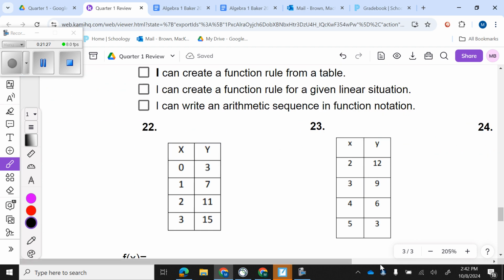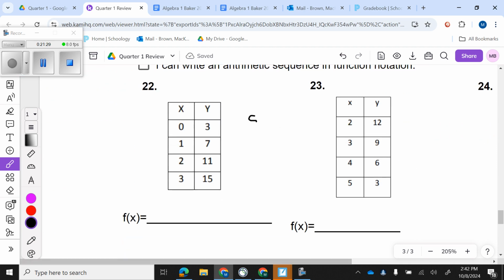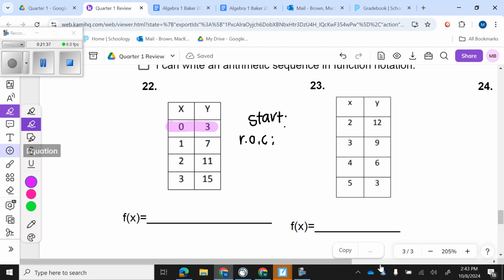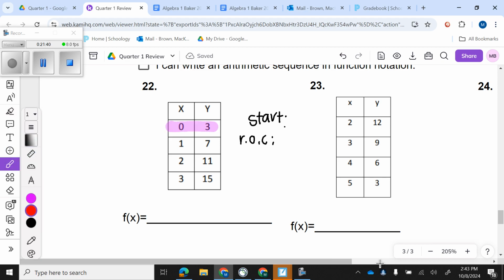All right, number 22, I got to write a function rule. So I need a start and a rate of change. My start is 3, because that's when my x is 0. And my rate of change, I'm going to see how these are changing. It is going to be y over x, which in this case is going to be 4 over 1. So I'm going to have f of x, your rate of change comes first, plus your start, which is 3.